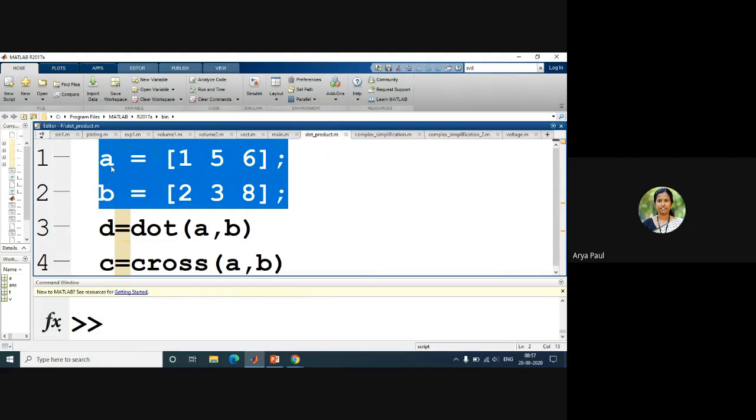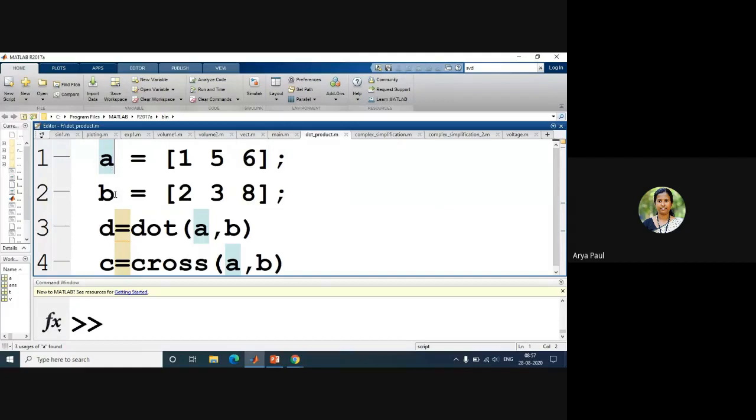Here A is equal to [1 5 6] and B equal to [2 3 8]. What is the meaning of that? A is the first vector. I am defining my i coefficient, j coefficient and k coefficient. What is my i coefficient? 1. What is my j coefficient? 5. And what is my k coefficient? 6. So that means 1i plus 5j plus 6k.